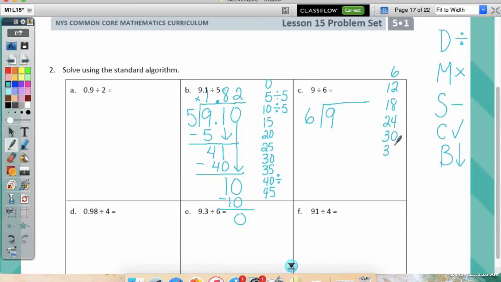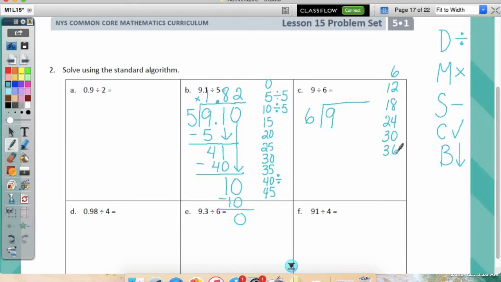I bet we get to stop at 30, but I don't know for sure. Why am I guessing 30? Because it has a 0. It ends with a 0. And if I drop a 0, my number's going to end in a 0. And plus you already did it with block 1.